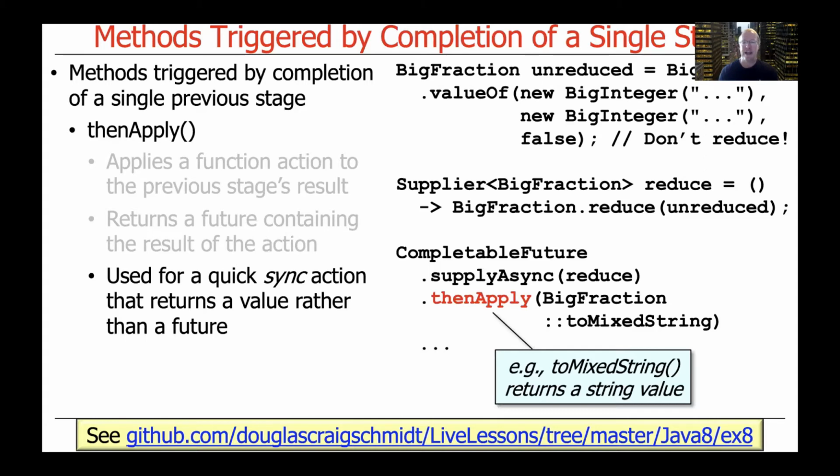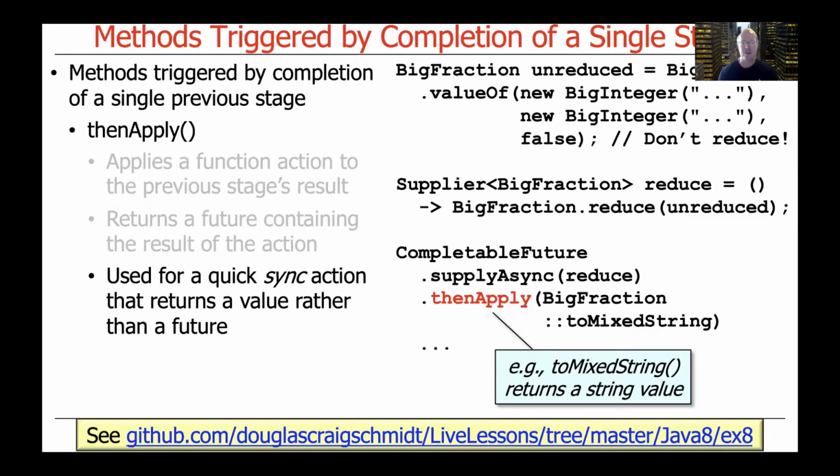And then we're going to create a supplier lambda called reduce, which will reduce the unreduced big fraction when it's called. And then the next thing we do is we go ahead and call supply async, which, as undoubtedly you recall, is a factory method that will start doing the reduction in a background thread in the common fork join pool. And supply async returns a completable future. And when the reduction is finished in the background, that future will then trigger the then apply completion stage method, which just relies on one previous stage to be triggered.